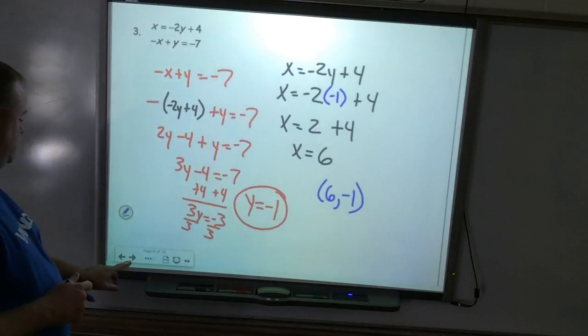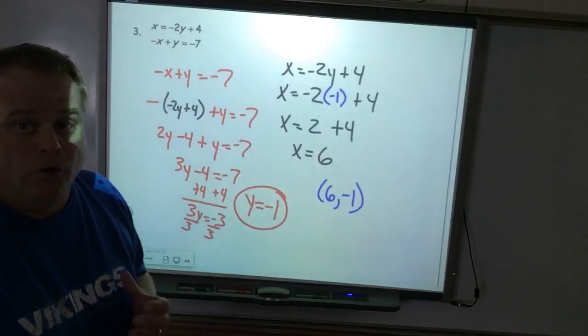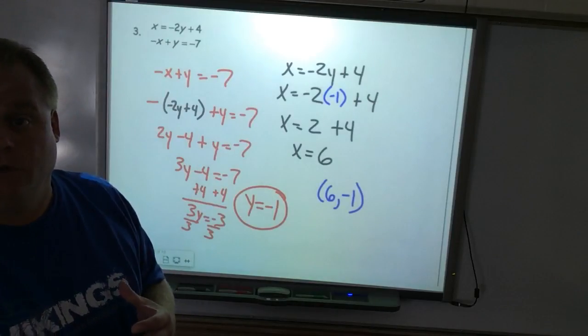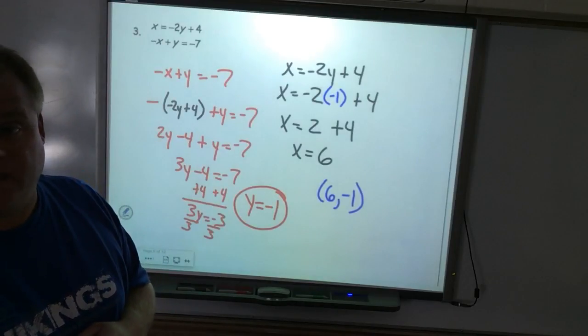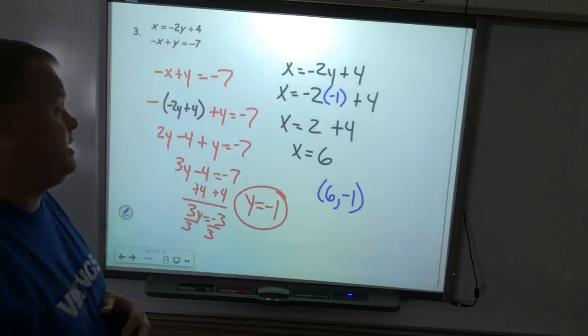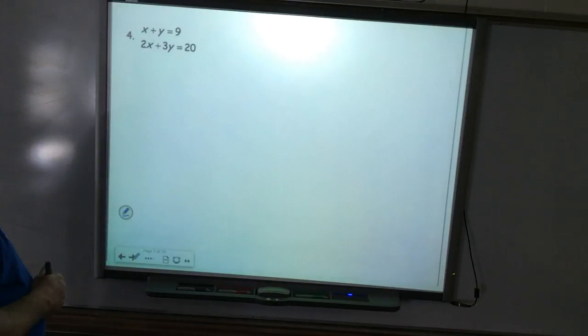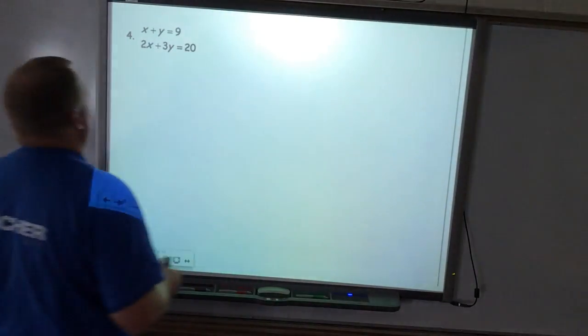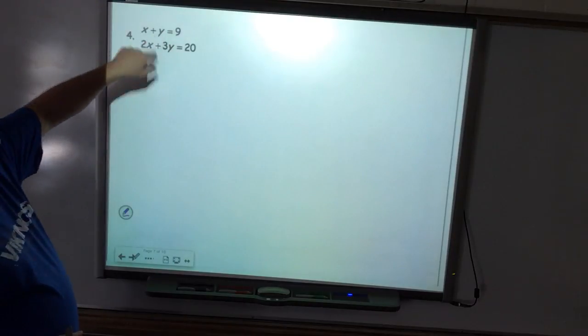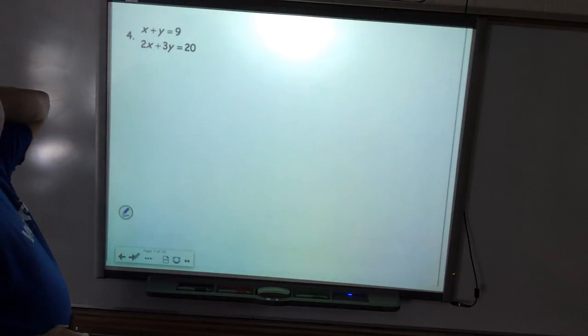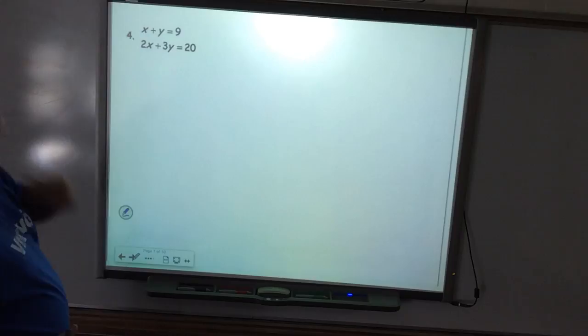All right, let's do another one. Reminder: always pause it if you need to. Pause where I get everything caught up and then start it back up. All right, x plus y equals 9 and 2x plus 3y equals 20. Well, the easiest way, I think, is to go ahead and get an x or a y by itself up there and then plug it into the other one.